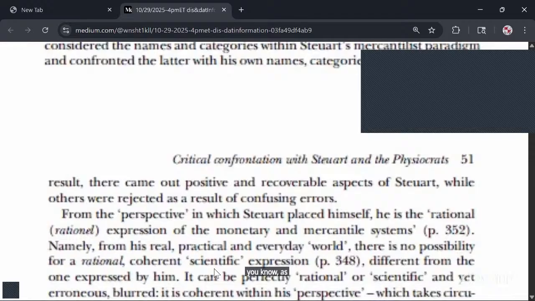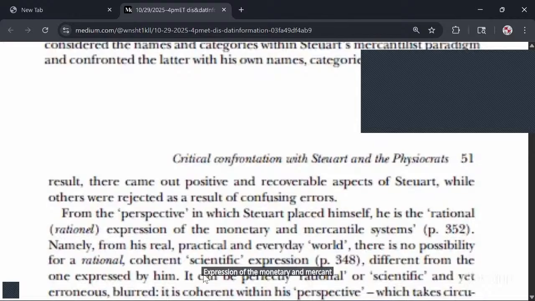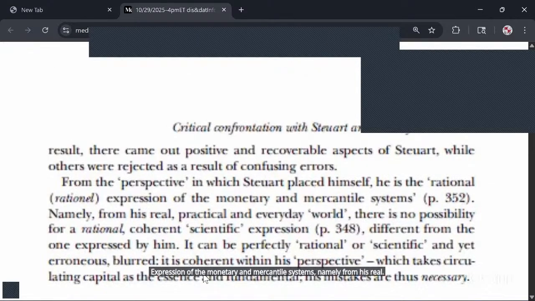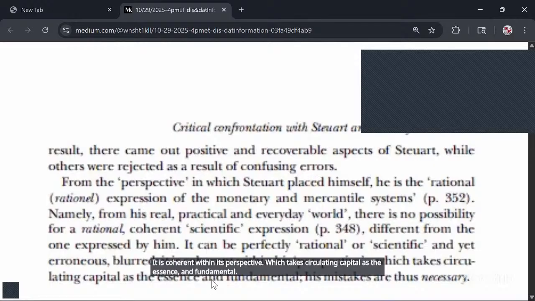textual explication. Now, from the perspective in which Stewart placed himself, he is the rational expression of the monetary and mercantile systems, namely from his real, practical, and everyday world. There is no possibility for a rational, coherent scientific expression different from the one expressed by him. It can be perfectly rational or scientific and yet erroneous or blurred. It is coherent within its perspective, which takes circulating capital as the essence and fundamental. His mistakes are thus necessary.